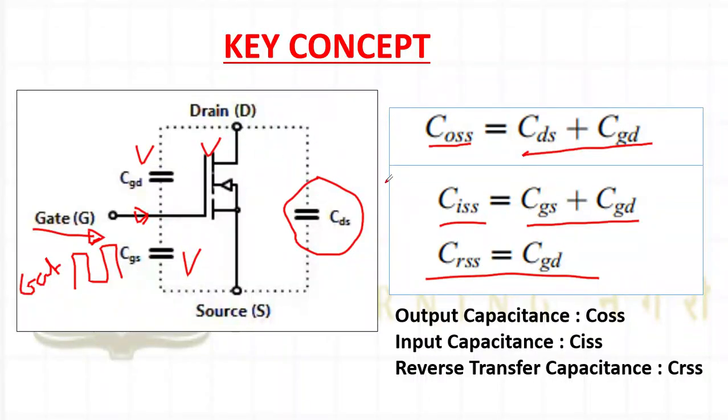We will see these terms COSS, CISS, CRSS in our data sheet. With this only we will come to know how much voltage I want to give to my gate terminal so that I can charge this in a very quick time, how long it can stay, and how much time it will take to discharge. These are the things we have to look for when we design a gate driver. So these are very important parameters.